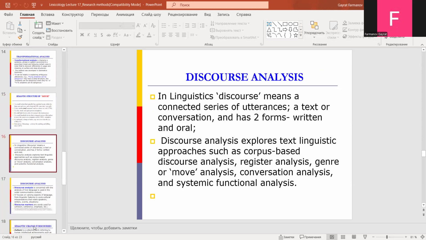Discourse analysis. In linguistics, discourse means a connected series of utterances, a text or conversation, and has two forms, written and oral. Discourse analysis explores text linguistic approaches such as corpus-based discourse analysis, register analysis, genre or mood analysis, conversation analysis, and systemic functional analysis.